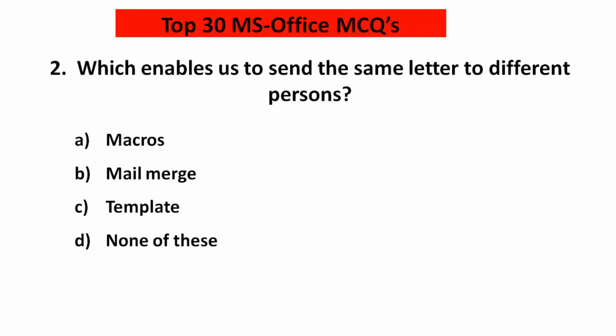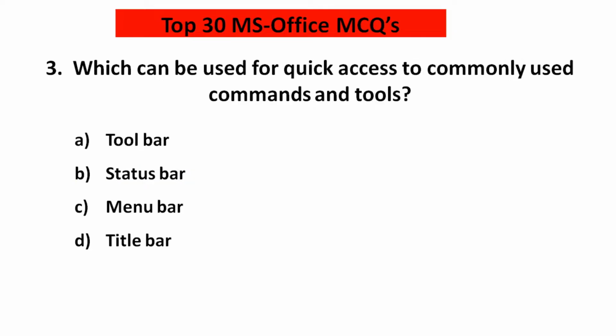Next question, which enables us to send the same letter to different persons. Options A macros, B mail merge, C template, D none of these. And right answer is option B mail merge. Next question, which can be used for quick access to commonly used command and tools. Options A toolbar, B status bar, C menu bar, D title bar. And right answer is option A toolbar.